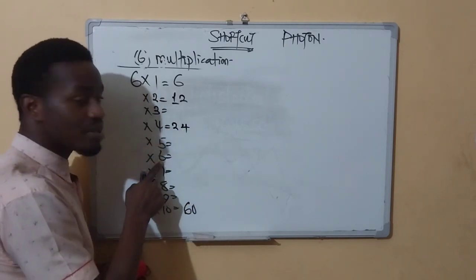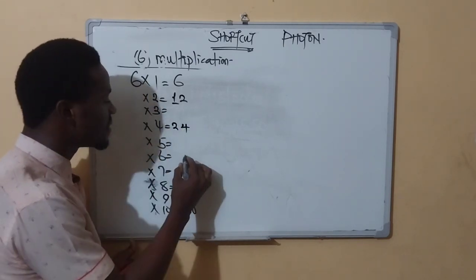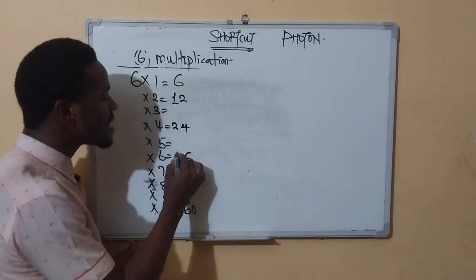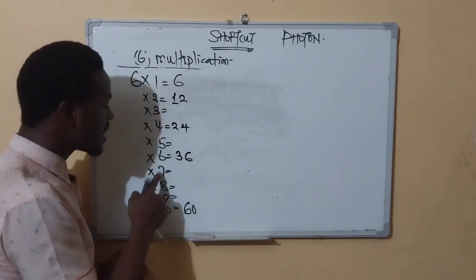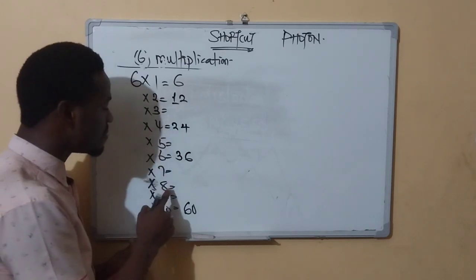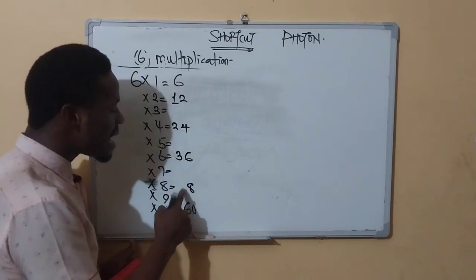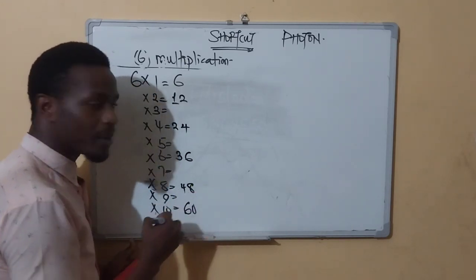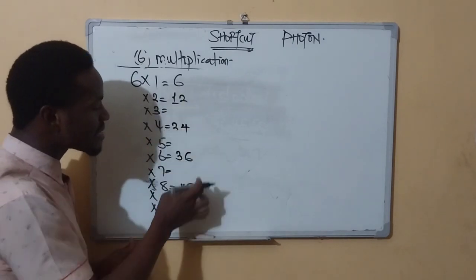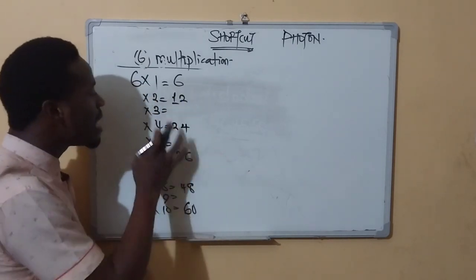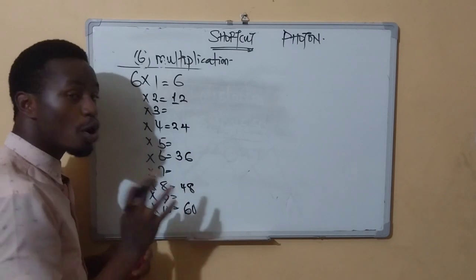You skip 5, you go to 6, which is an even number. You write 6. Half of 6 is 3. You skip 7, you go to 8, another even number. You write 8. Half of 8 is 4. Now you've gotten the answers for the respective even numbers. So, how do we now get the answers for the odd numbers?